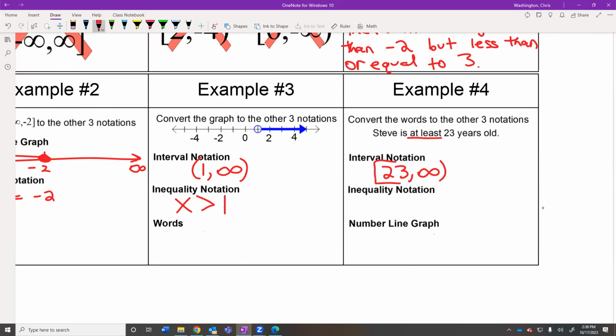And then the 23, since he could be 23, the 23 gets a bracket. So he could be 23. So 23 is included in our interval. And in inequality notation, x is, in this case, greater than, but he can also be 23. So we also need the equal to: greater than or equal to. And on a number line, 23 on the number line, closed dot or open dot? Closed, because he could be 23 or anything older than 23.